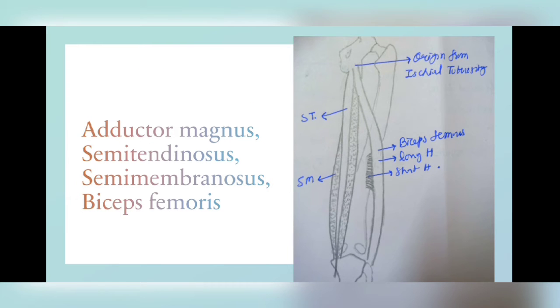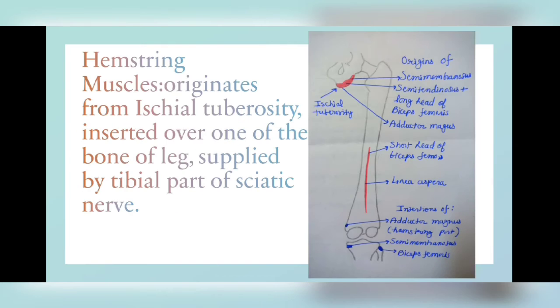Hamstring muscles are 4 in number: semitendinosus, semimembranosus, biceps femoris, and adductor magnus. These 4 are hamstring muscles, originating from the ischial tuberosity and inserted over one of the bones of the leg. So number 1 muscle is adductor magnus.